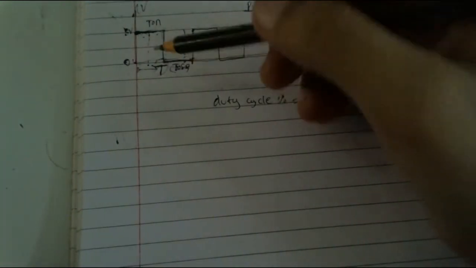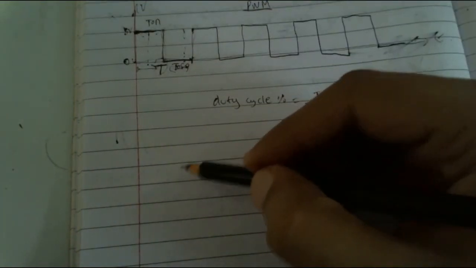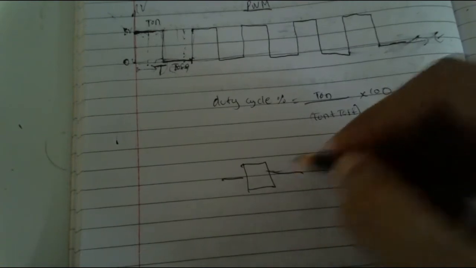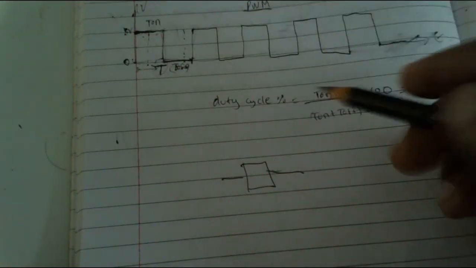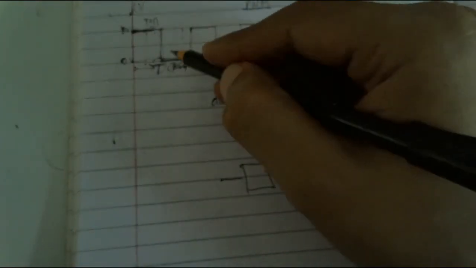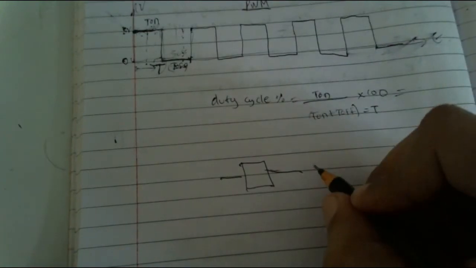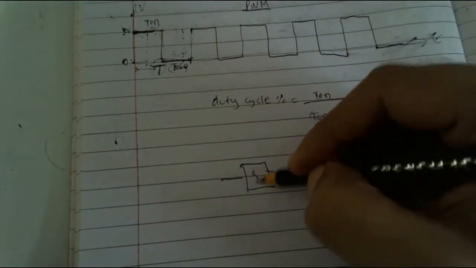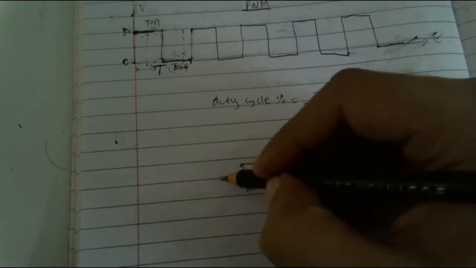So how does it affect the output voltage? When we put this PWM signal through an integrator, the integrator is basically a low pass filter, so it averages the signal. Suppose it's on for 50% and off for 50%. If you average out this signal, we will get 2.5 volts at the output. And this is an integrator or a low pass filter.